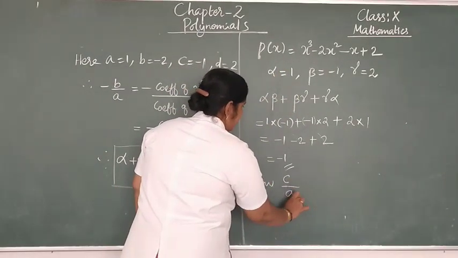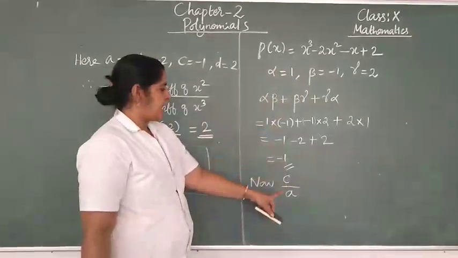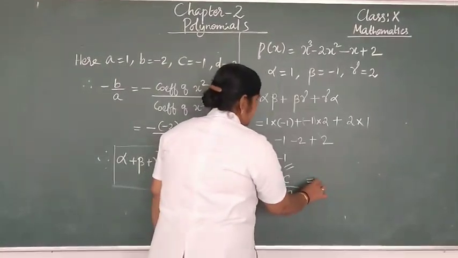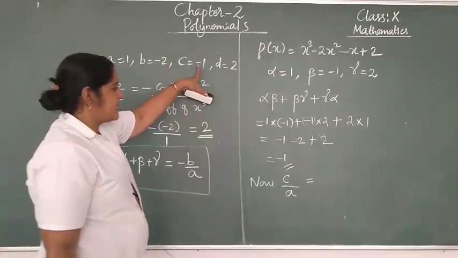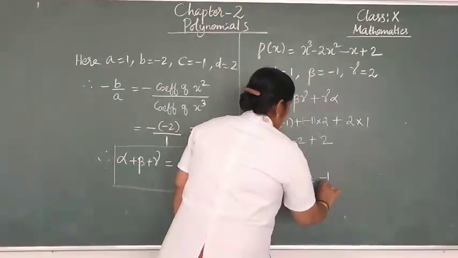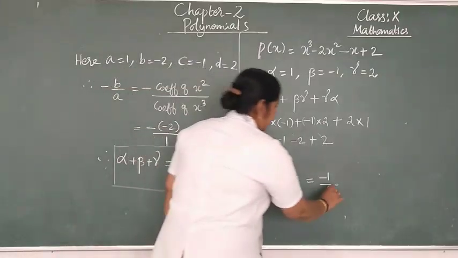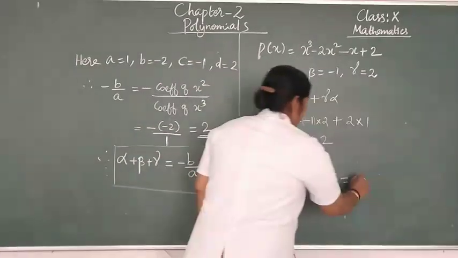So now, c by a. What is c? C is actually the coefficient of x and a is the coefficient of x cube. So what is the answer for c by a? C, we have already written, c is equal to minus 1. So minus 1 by a, where a is 1. So what is minus 1 by 1? Minus 1 by 1 is again minus 1.